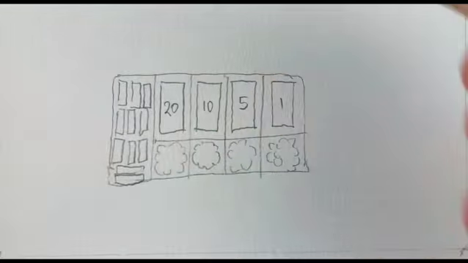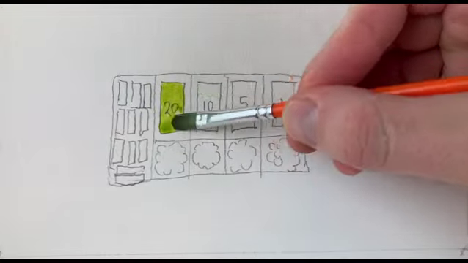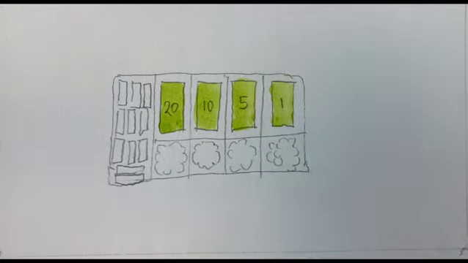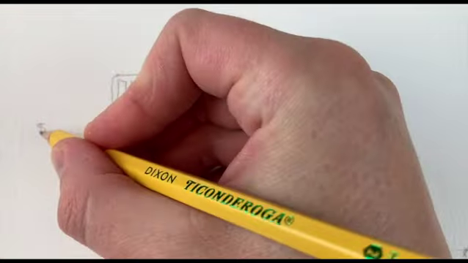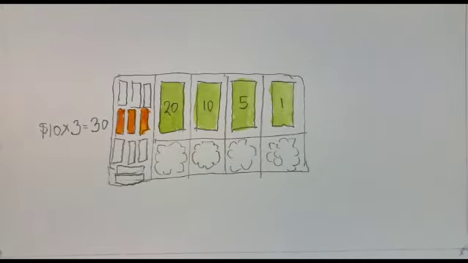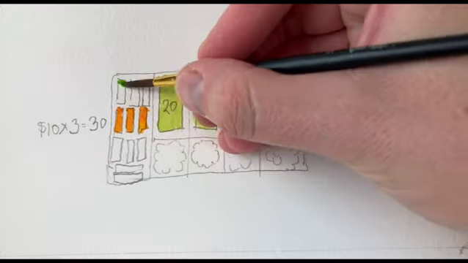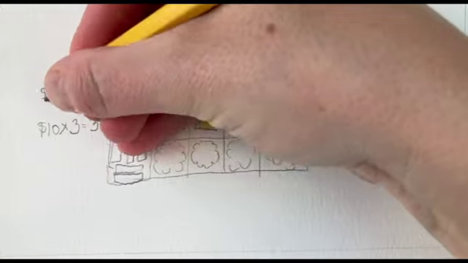There's the loose coins on the bottom, rolled coins on the left, and bills along the top. So in the bills section, there's 20s, 10s, 5s, and 1s. And in the rolled coins section, you have 3 rolls of quarters equaling $30 because each roll is worth $10. You have 3 rolls of dimes. Each roll of dimes is worth $5, so you have $15 worth of dimes.